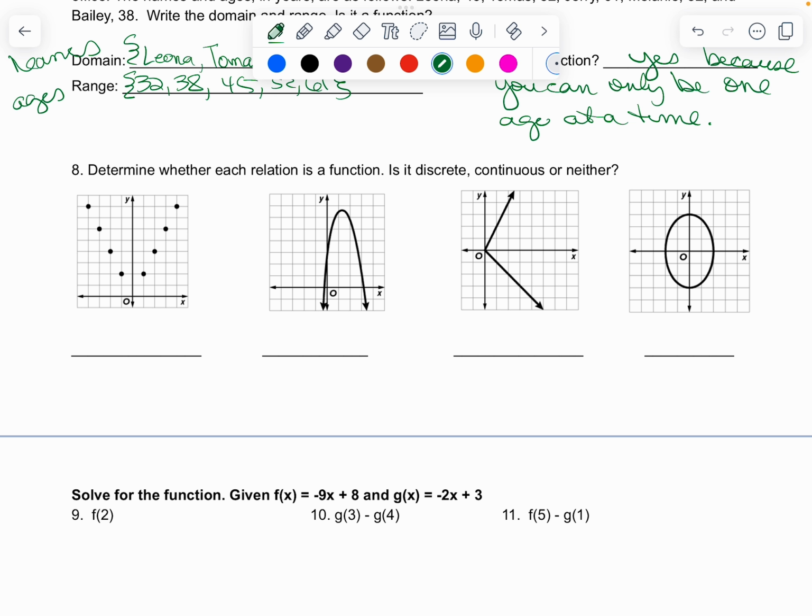Is it discrete, continuous, or neither? Discrete, continuous, continuous. Notice how it didn't say that they're all functions. I just almost wrote continuous.